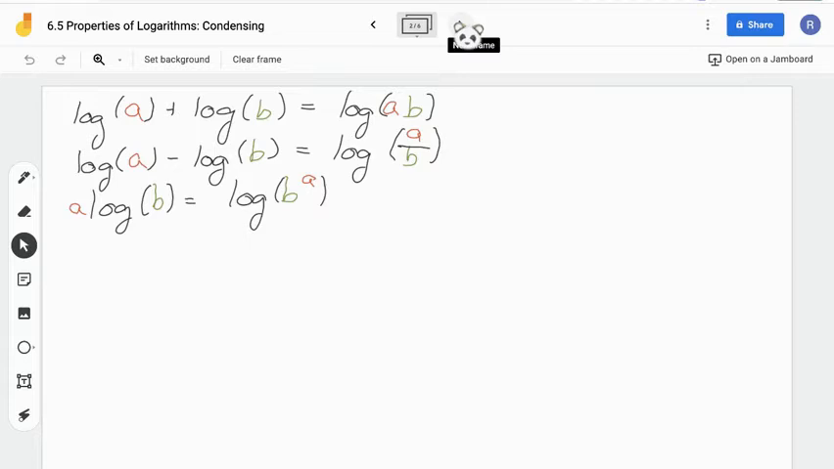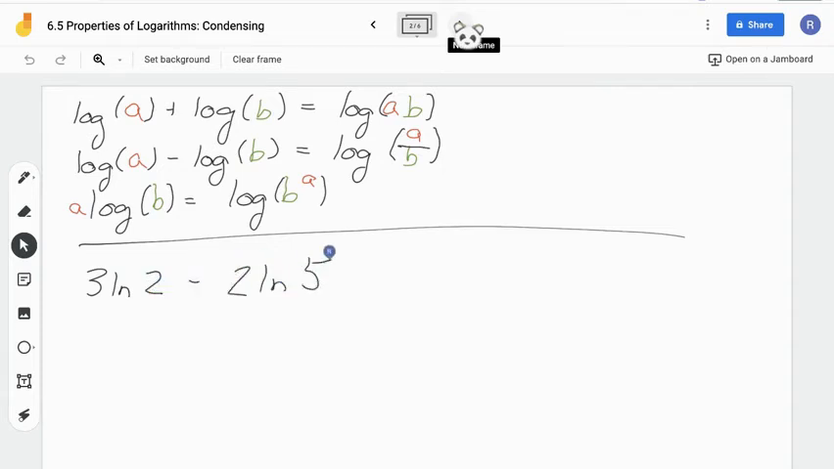Your next example on that note sheet is 3 times the natural log of 2 minus 2 times the natural log of 5. Remember that this natural log just means that it's log base e. So these properties still work. We don't have to change it into log base e. The natural log is still a logarithm, so it will still follow those types of rules.